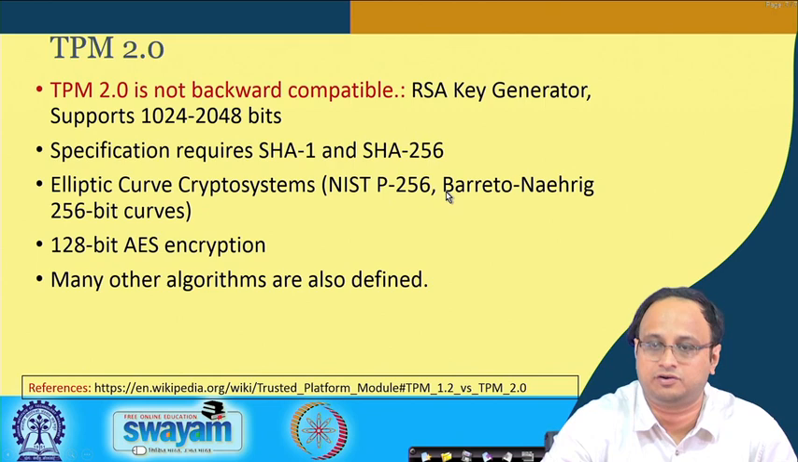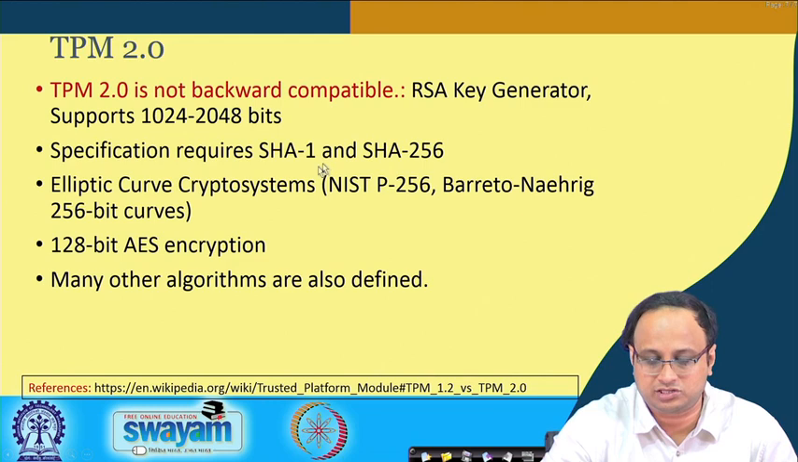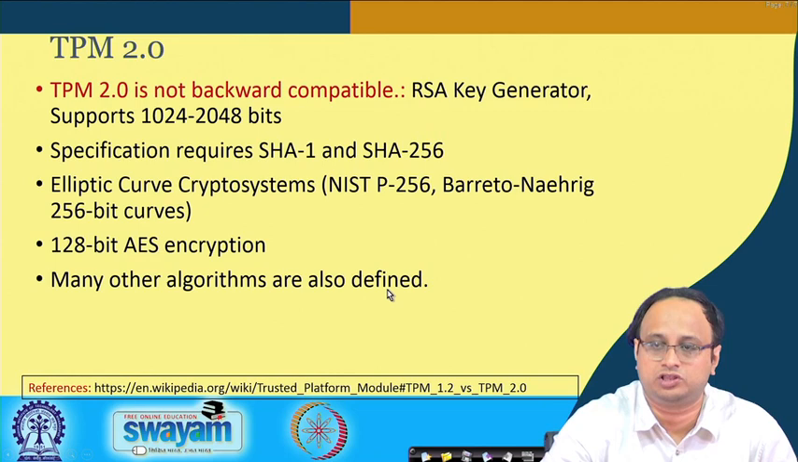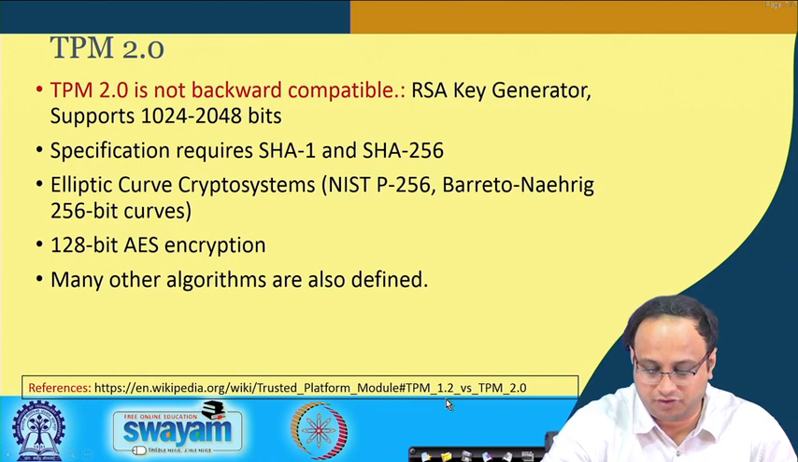As I mentioned in the previous class, elliptic curve crypto is a very popular and efficient way of developing public key cryptography, and TPM 2.0 also supports ECC. Then SHA-1 is of course there, and it has also been extended to SHA-256, which is an improved, modern hash function. There is also support for 128-bit AES encryption, along with several other algorithms defined in the TPM 2.0 specifications. Here is a reference from Wikipedia on how TPM 1.2 compares with TPM 2.0.